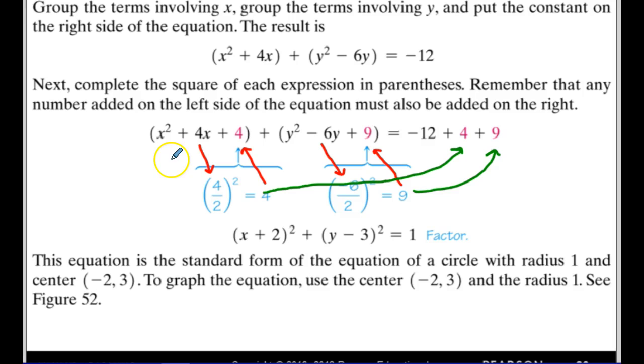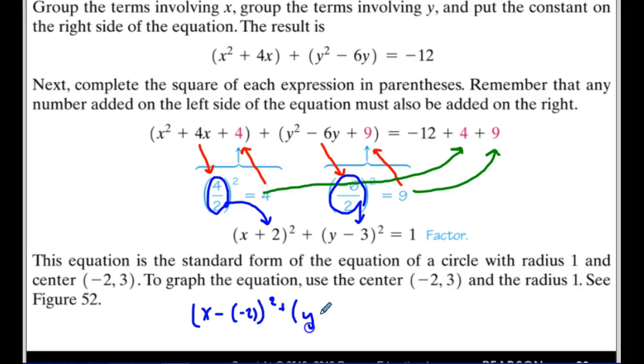So then from there I can factor it. So the cool thing when I'm factoring it is this part right here, this 4 divided by 2 becomes this piece. This negative 6 divided by 2 becomes this piece right here. So that's an easier way to find what goes in here. And then I can just simplify and add all these constants on the right side of my equation together. So now I have my standard form. So I can see that it's going to be x minus a negative 2 squared plus y minus 3 squared equals 1 squared. So now I have the center at negative 2, 3, and the radius is 1.